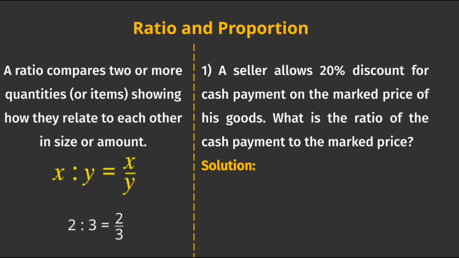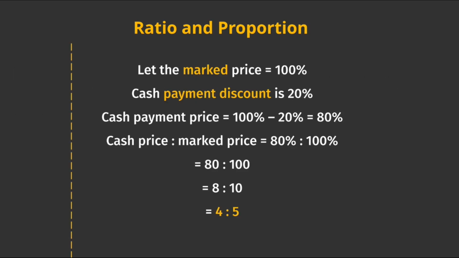The first question says a seller allows 20% discount for cash payments on the marked price of his goods. What is the ratio of the cash payment to the marked price? That means if an article costs 100 in whatever currency you are familiar with, for example, I'm offering you 20% discount if you pay in cash rather than paying with your card or making a transfer. So we want to find the ratio of the cash payments to the marked price. So this is how we approach this question.